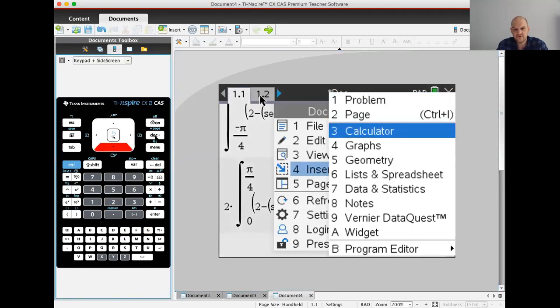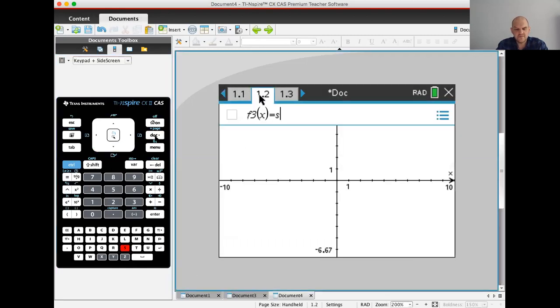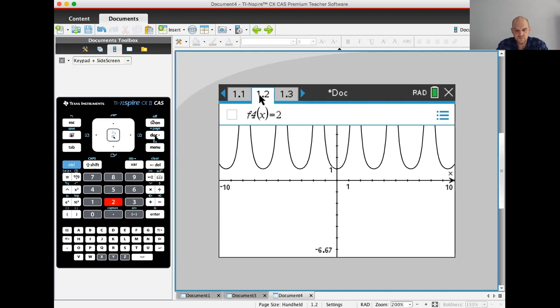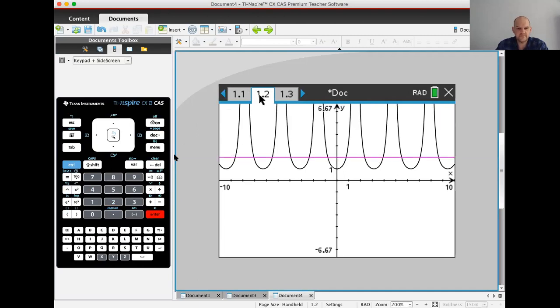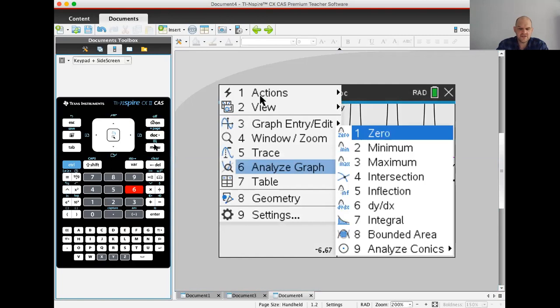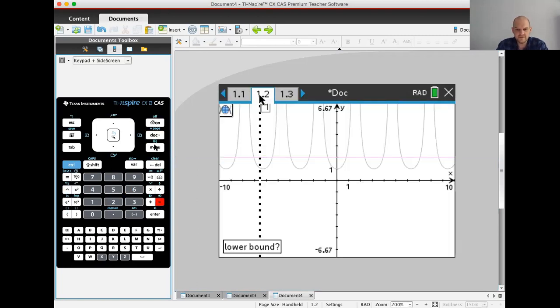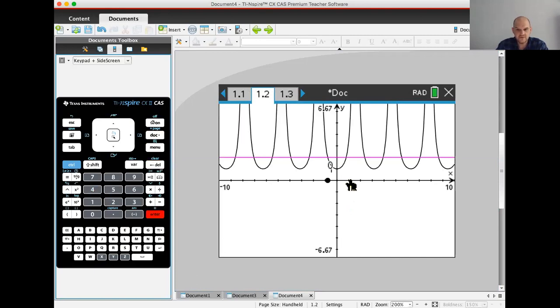Let's graph secant of x squared, and then 2. Okay, now let's ask it. Menu 6, option 8, lower bound, negative pi over 4. Upper bound, pi over 4. Okay, I don't know what's happening here. Lower bound, negative pi over 4.